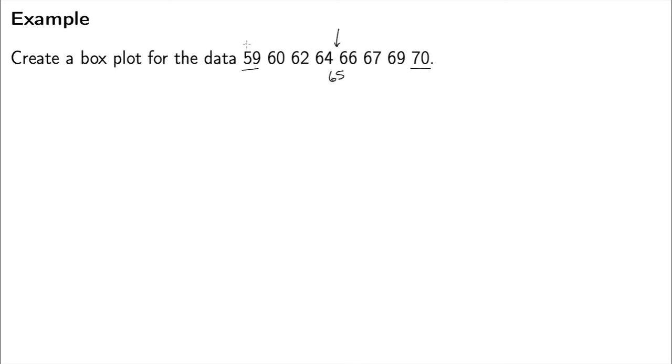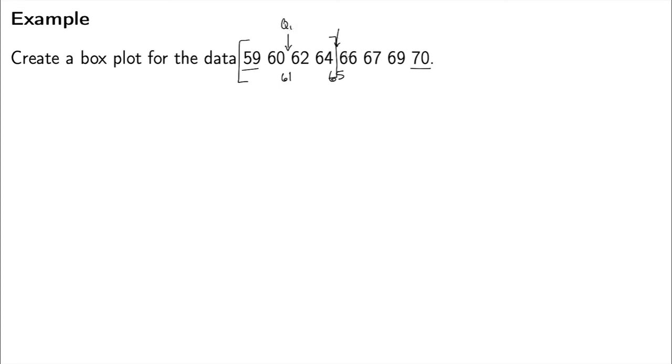And then for my quartiles, I am going to go look at the left portion up to and including the median, and I find the median of what's left. Now here I've got 4 values, so my middle value is again going to be between the 60 and the 62, the average of 60 and 62, which is 61. Okay, that's my first quartile.